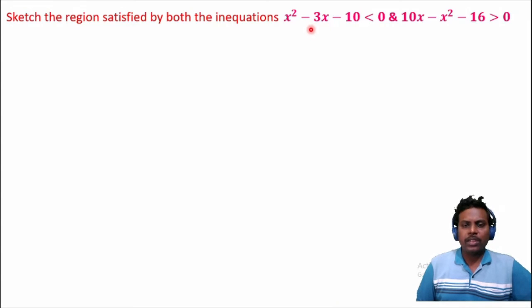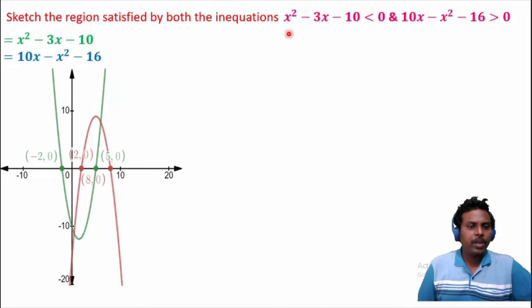I'm giving both the sketches first. So the first step that we have to do is sketch the graphs of the equalities. That means you have to draw the graph of y is equal to x square minus 3x minus 10 and y is equal to 10x minus x square minus 16. Here are the graphs of both.